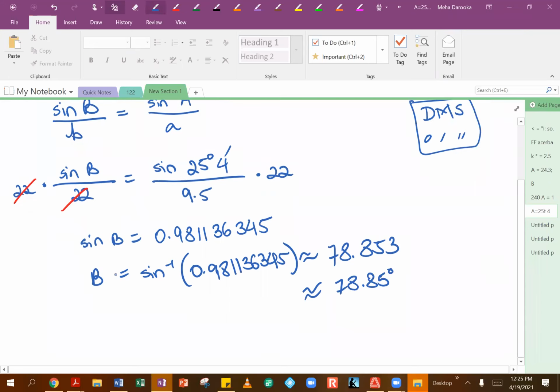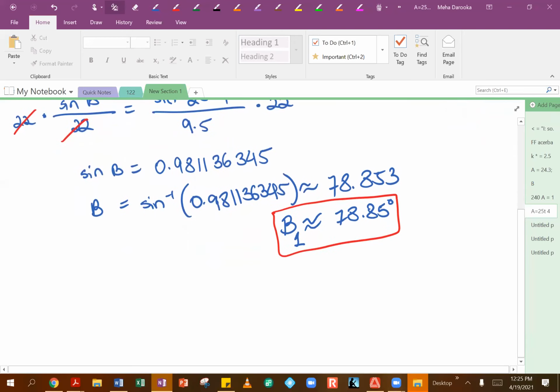Okay, so here's what happens in this case. This is actually going to be what we would call B1, because this is one of those cases where your angle B can actually also be the difference between 180 and the 78.85 degrees. So one angle ends up becoming an acute angle and the other one ends up becoming an obtuse angle. So this is actually your 2 cases.